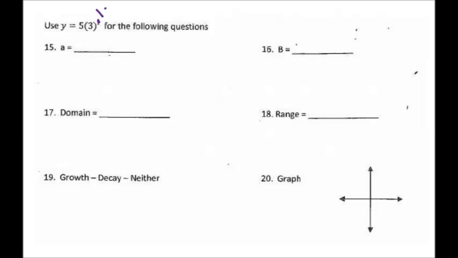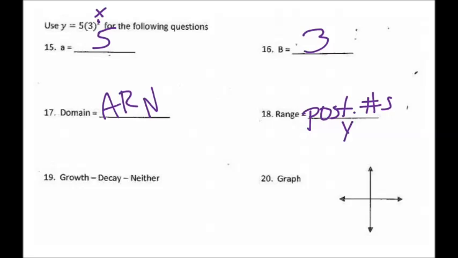This little squared there should actually be an x. a is 5, that's your coefficient. b equals 3 because that's your base. Your domain is always all real numbers. Your range is going to be the positive numbers. You could also write it y is greater than 0. We know this because a is positive.